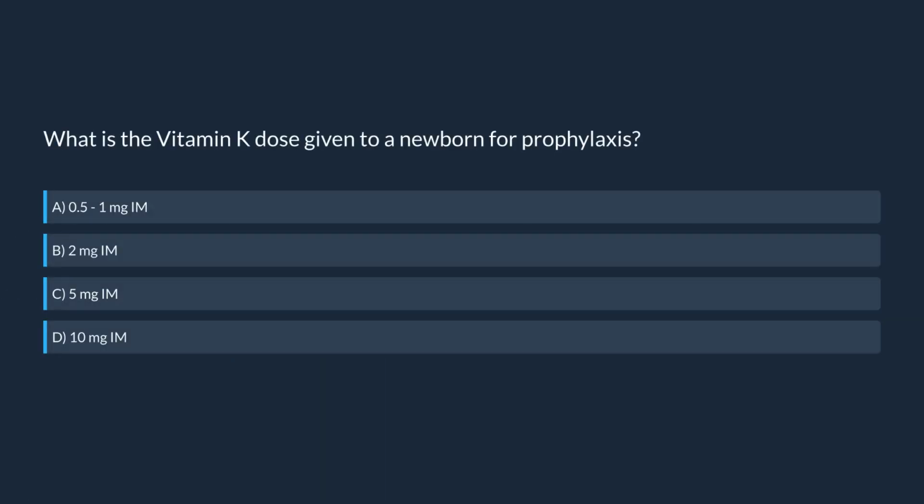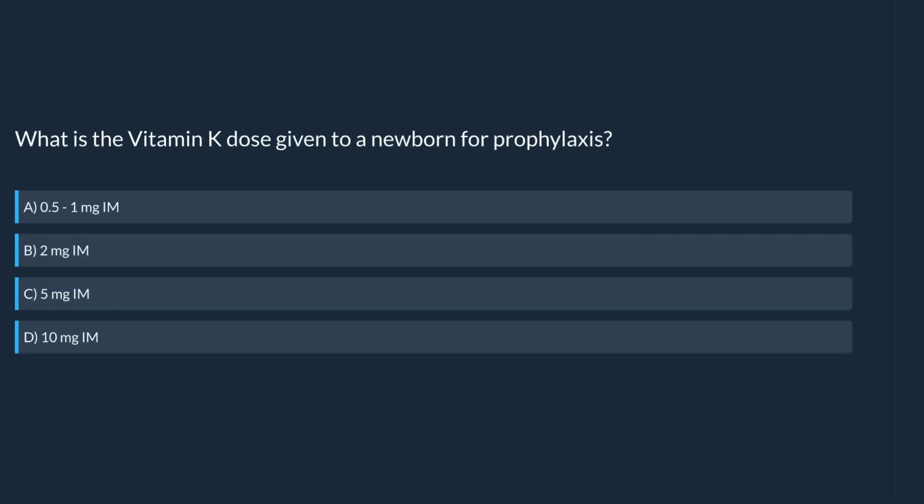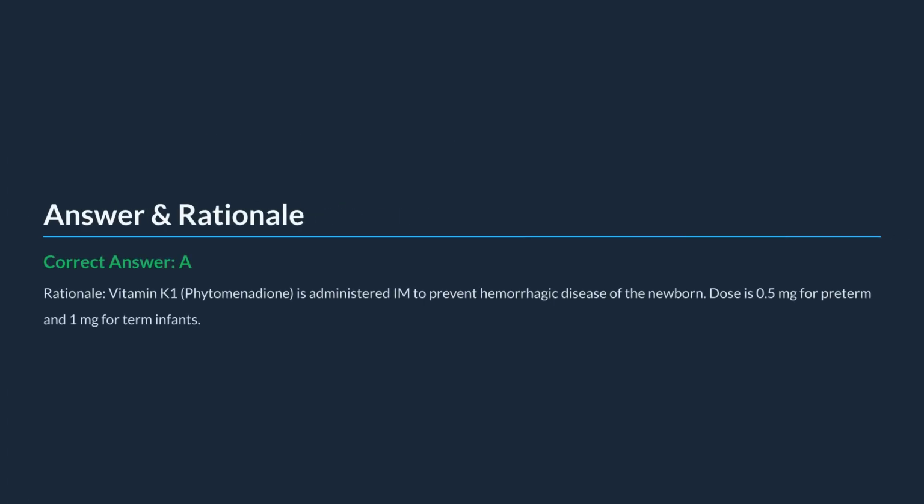Let's test your understanding of prophylaxis. What is the standard vitamin K dose given to a newborn? The correct answer is A. Vitamin K1 is administered intramuscularly to prevent hemorrhagic disease. The dose is 0.5 milligrams for preterm infants and 1 milligram for term infants.